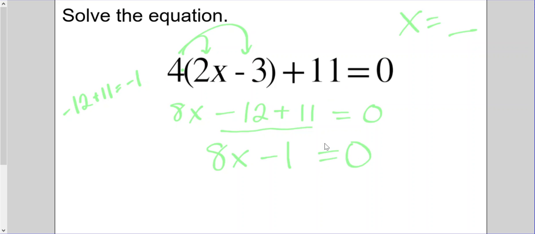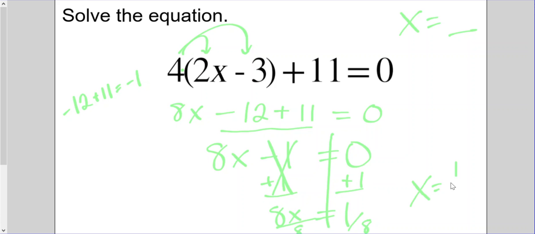This is my first step of actually solving the equation because I can't combine these anymore. Now I just want to remove this negative 1 and this 8x by adding 1 and then dividing by this 8. So I added 1 to cancel out this negative 1. I added 1 to that side. And now I divide by 8 on both sides. That gives me x equals 1/8.